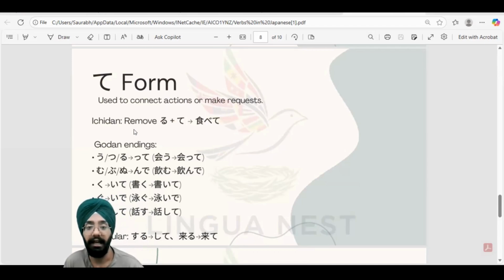U, tsu, and ru add tte. Mu, bu, and nu add nde. Nomu, nonde. For ku, kaku, kaite; for gu, oyogu, oyoide. And for verbs ending with su, remove the su and add shite: hanashite. And for the irregular verbs, suru turns into shite, and kuru turns into kite.